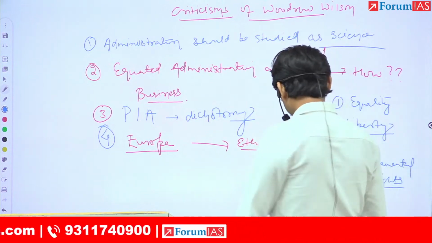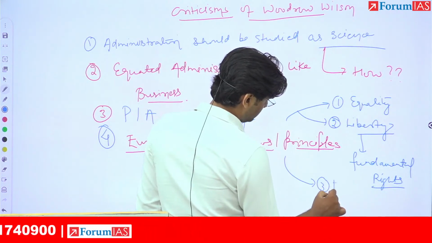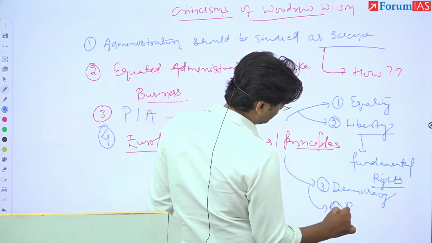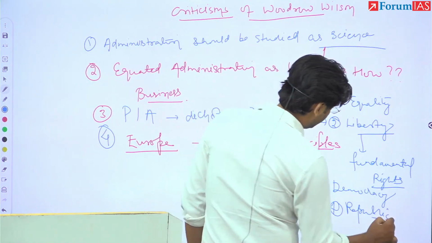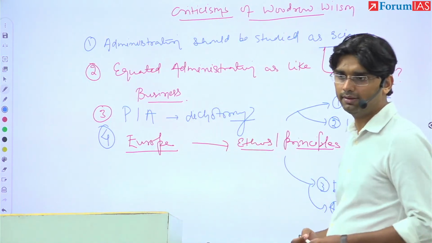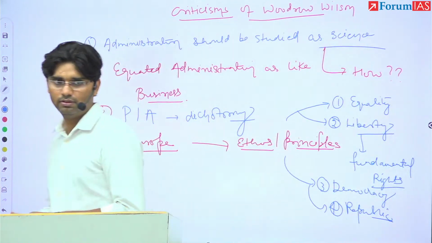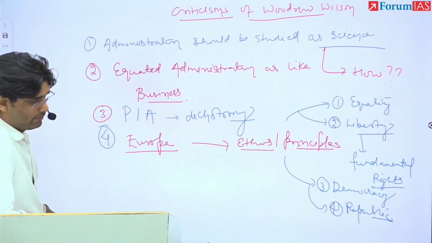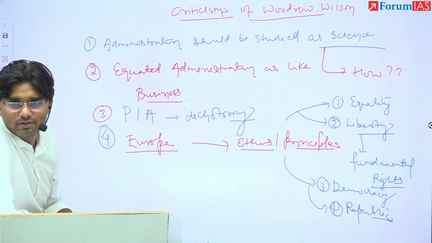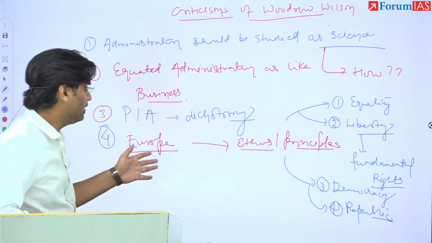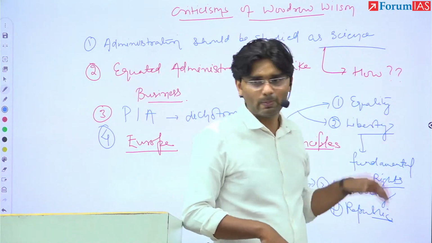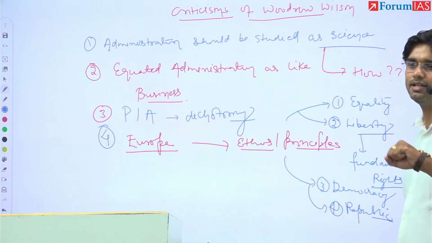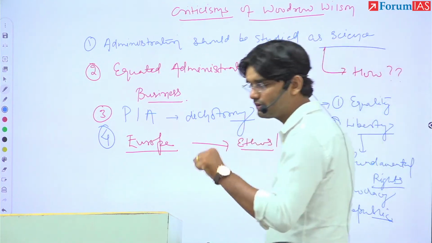Then democracy. Then republic. We are not under anyone, under any king. Rather, here people are the real master. But you can very easily say that this is kind of an overreaction. Woodrow Wilson is not telling you to adopt these principles, rather he is simply saying to learn from good practices of Europe.